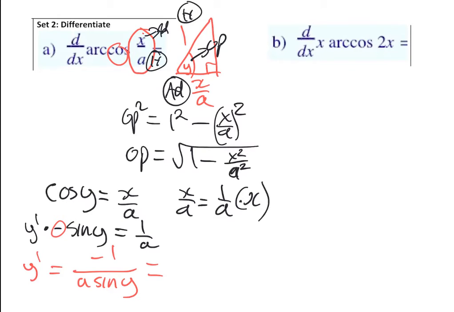So let's take a look at this. It's just going to be negative 1 over a multiplied by the square root of 1 minus x squared over a squared. Okay, and that's your derivative.